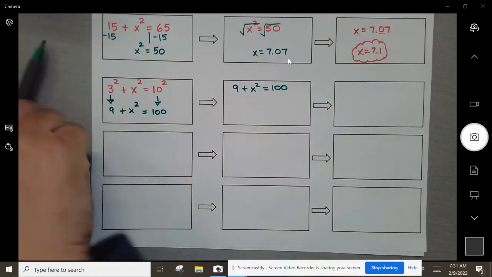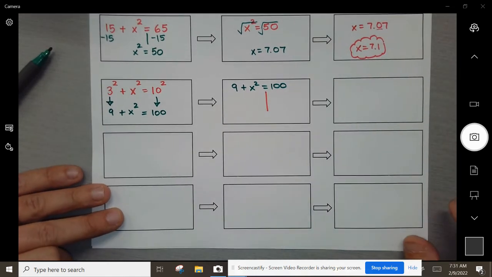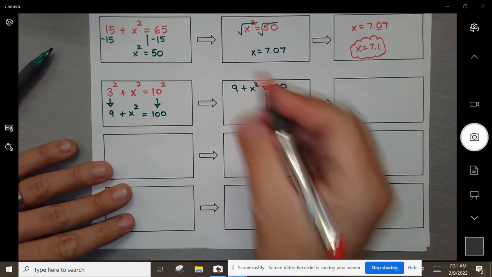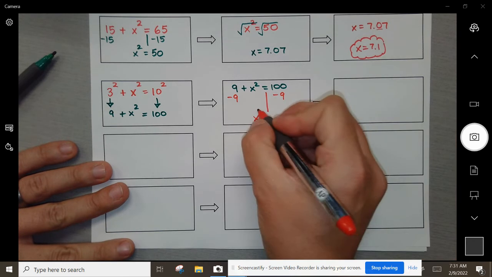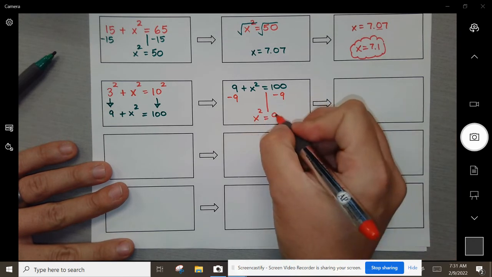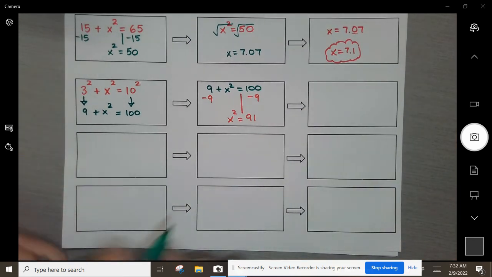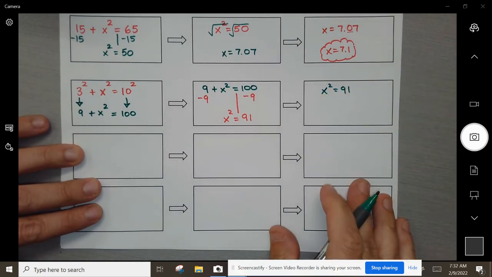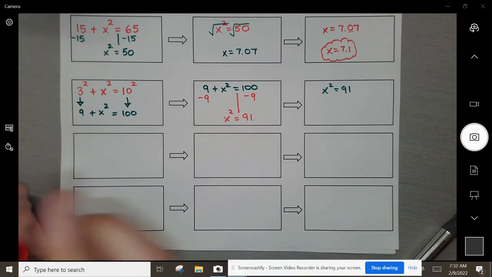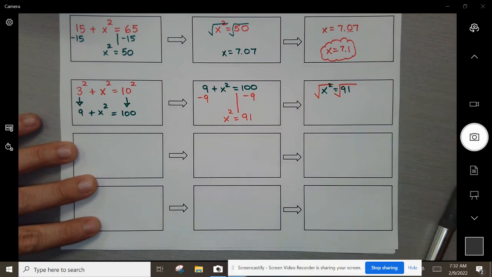Now what's your next step? Let's move our constant to the right. Okay, so then I have x squared equals 91. And then I'm going to write that out. X squared equals 91. What's my last step? I want to square root both sides. So go ahead and square root.